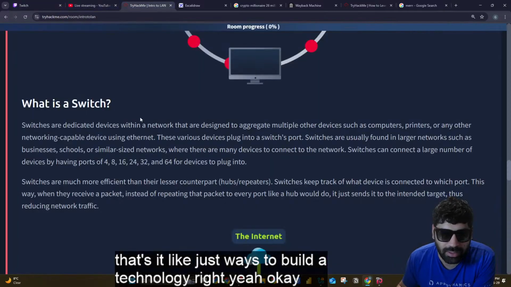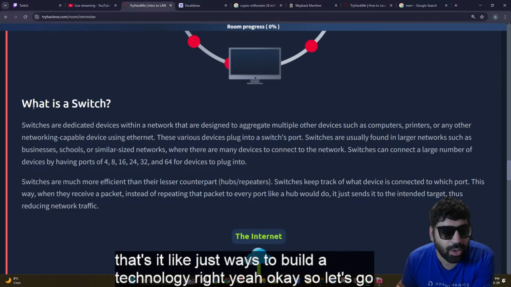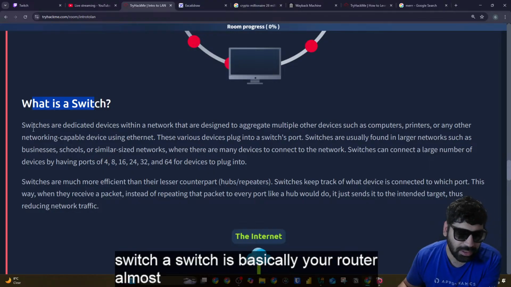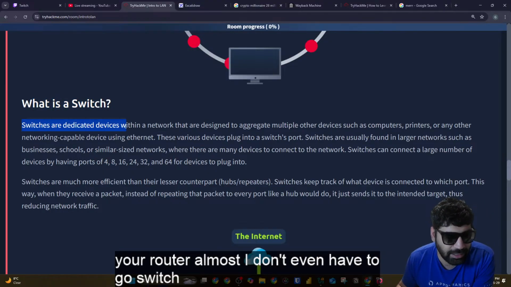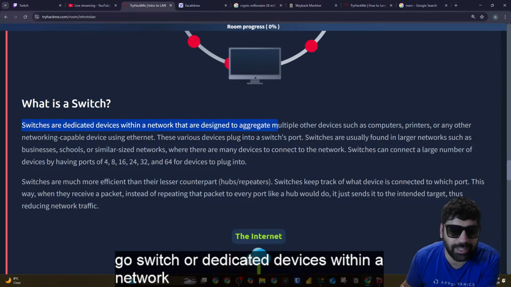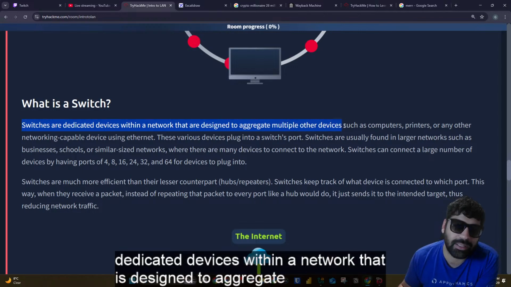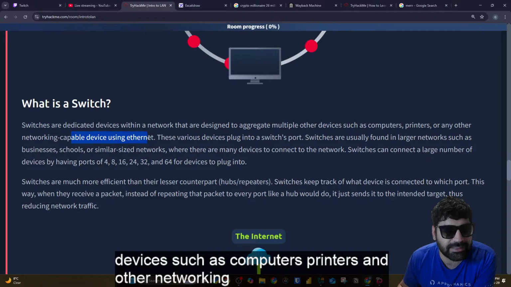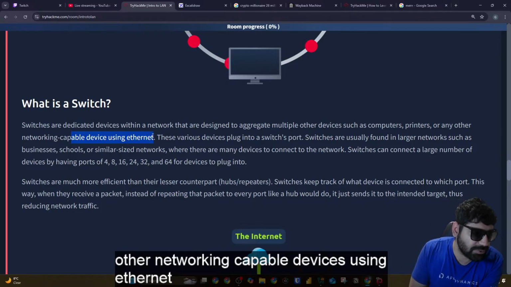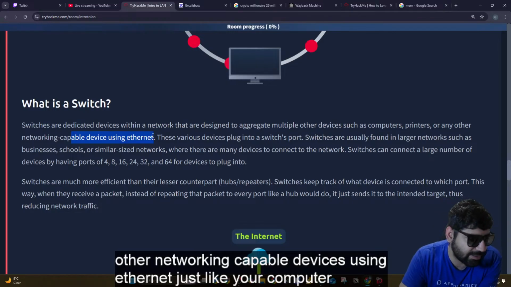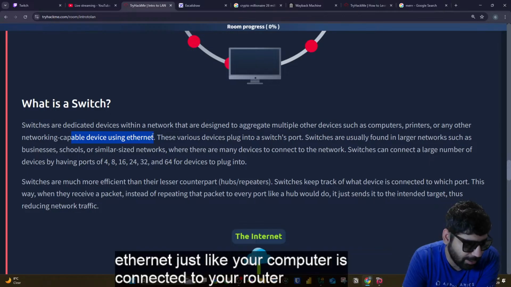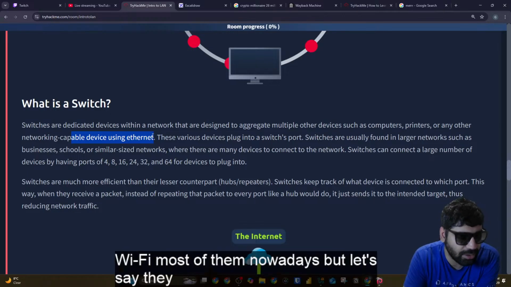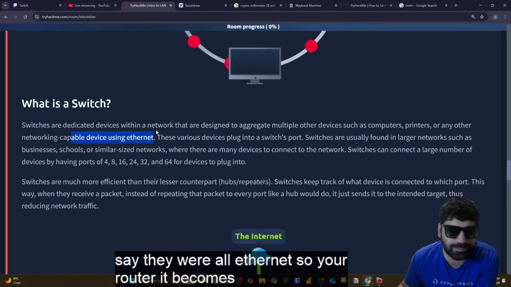Okay. So let's go here. What is a switch? A switch is basically your router almost. Switches are dedicated devices within a network that are designed to aggregate multiple other devices such as computers, printers, and other networking capable devices using Ethernet. Just like your computer is connected to your router through Ethernet or Wi-Fi, most of them nowadays. But let's say they were all Ethernet. So your router becomes a switch.